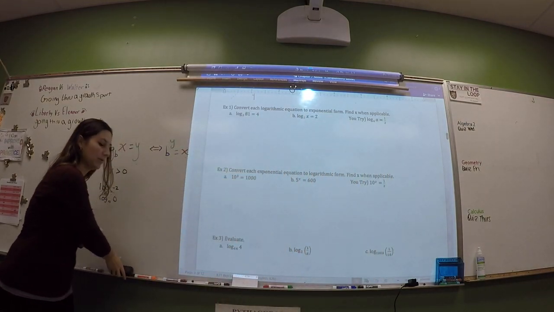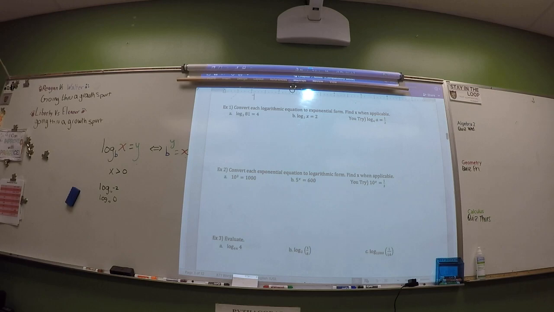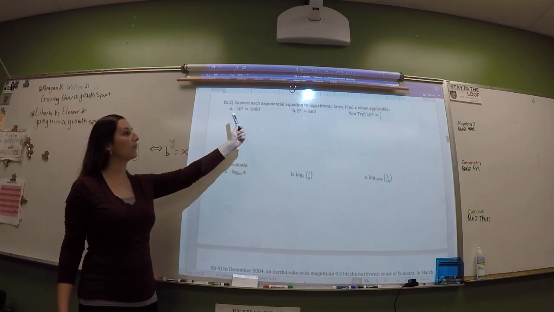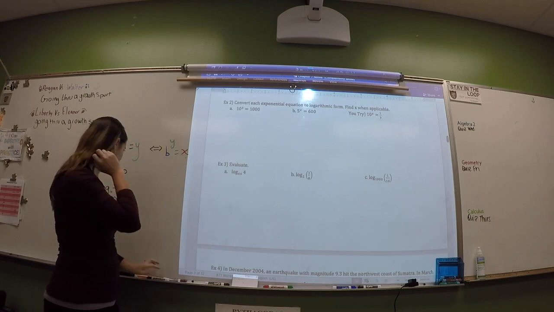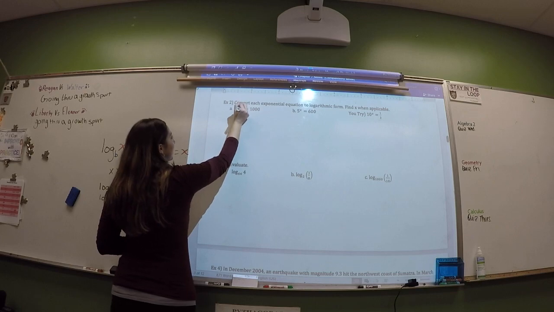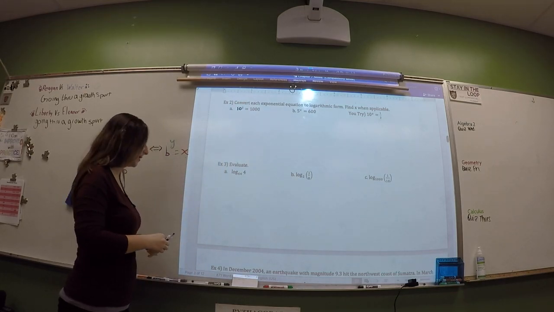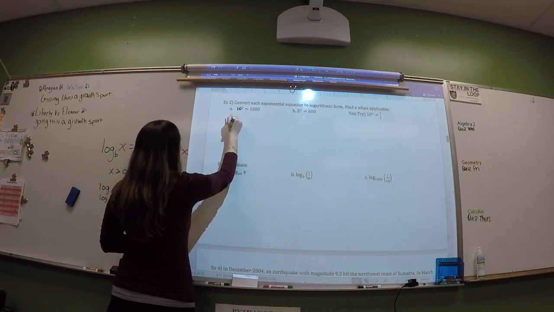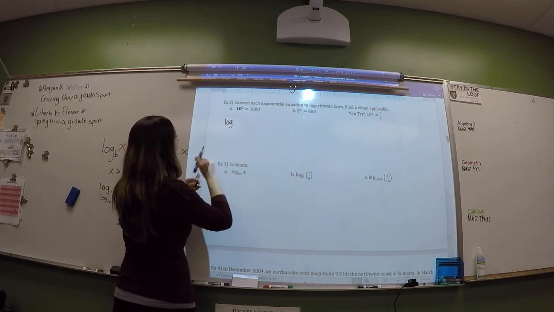Let's go the other way. Now we're going to take something that's in exponential form and rewrite it in its logarithmic form. So, going backwards. This is an exponential equation, and the exponential equation has a base of 10. So that base of 10 is now going to become the base of my logarithm.